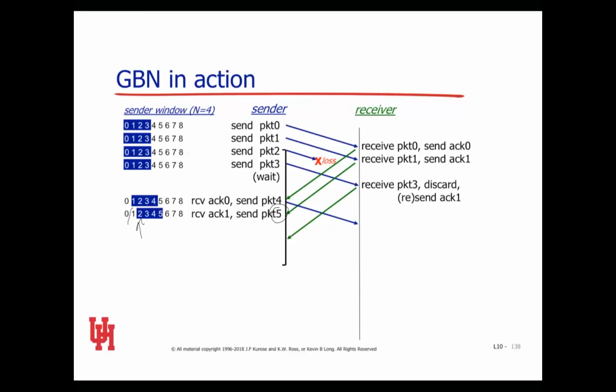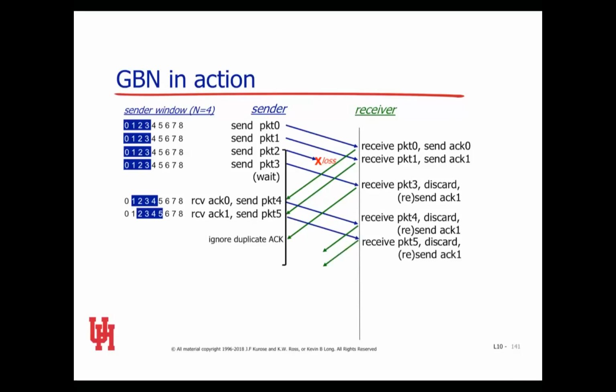Life is good. I never get the acknowledgement for packet 2. I set a timer for packet 2. So packet 4 shows up, I throw it out, I send back an acknowledgement for 1. So it's a race as to whether your timer is going to go off or what's going to happen. In this case, I got a duplicate ACK. I'm just going to ignore it. I'm going to let the timer handle everything. And my packet 2 finally times out.